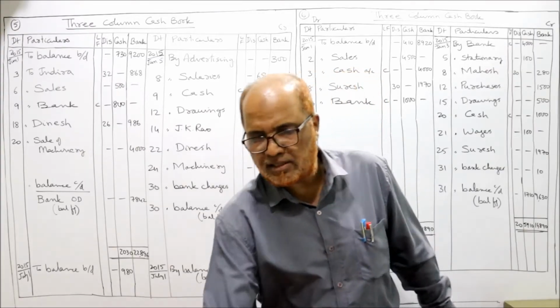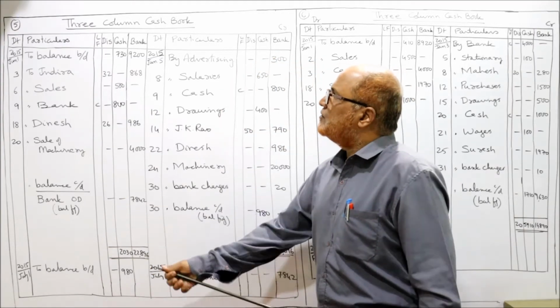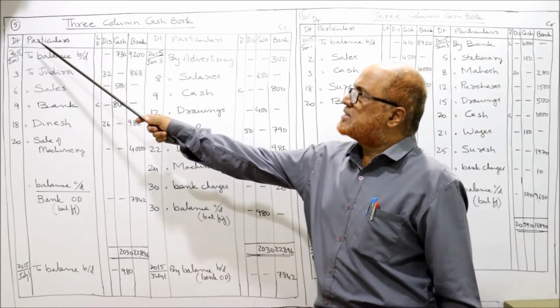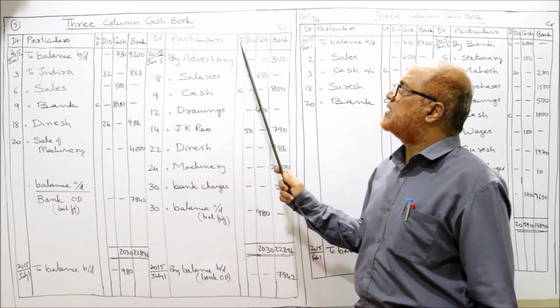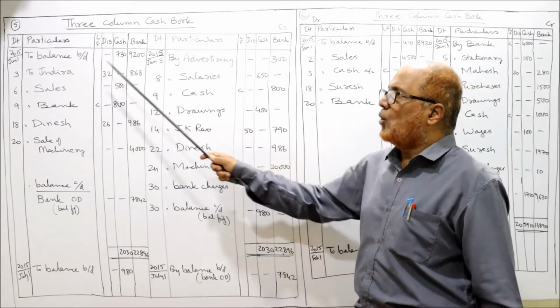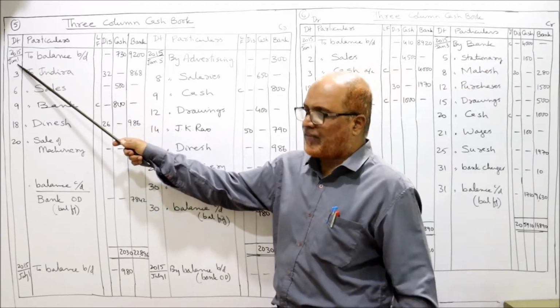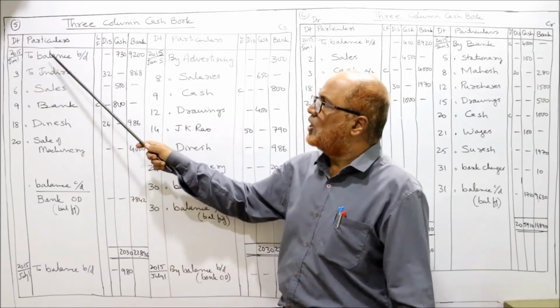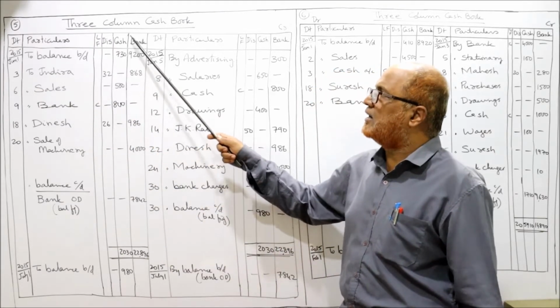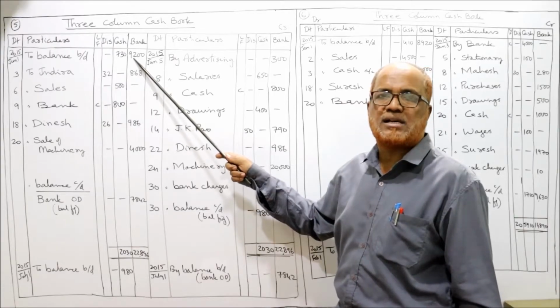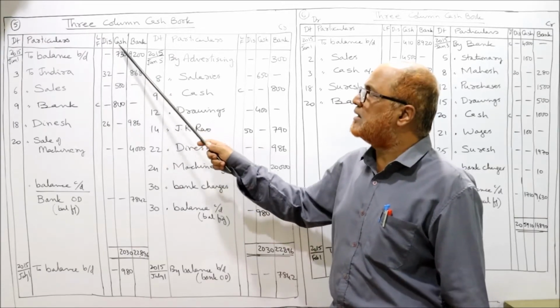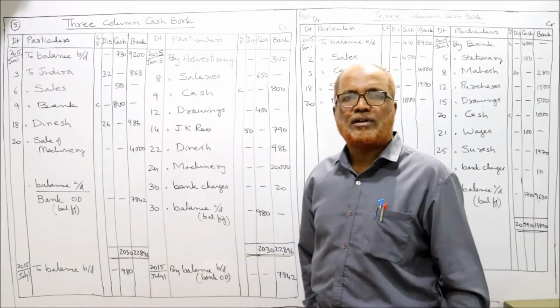Now, see the solution here. 3-column cash book, debit side: date, particulars, LF, discount, cash, bank. Credit side: date, particulars, LF, discount, cash, bank. Opening balance, 2015 June 1st. Yes, it is June 1st. To balance brought down, cash in hand 730, bank balance 9,200. This is the opening balance at the beginning of the month, cash balance and bank balance. Now we record the transactions.